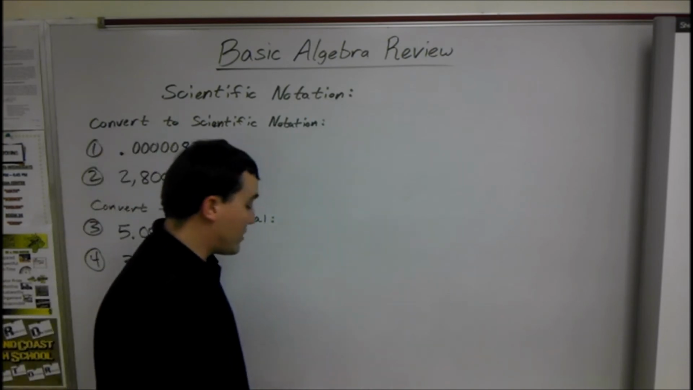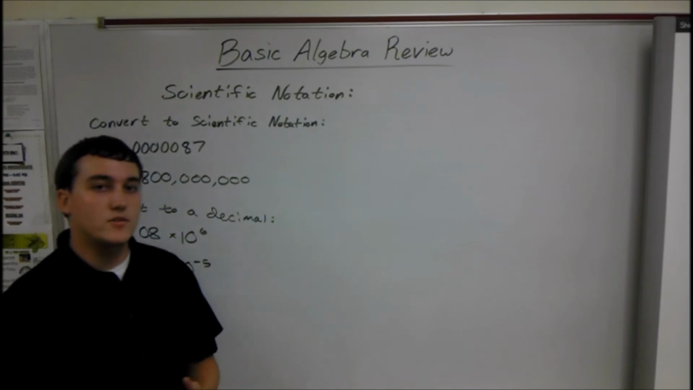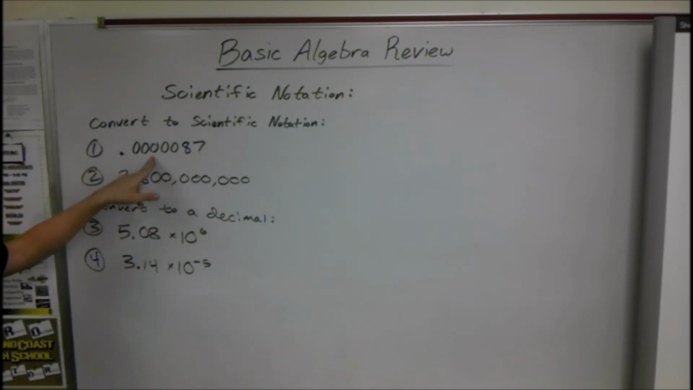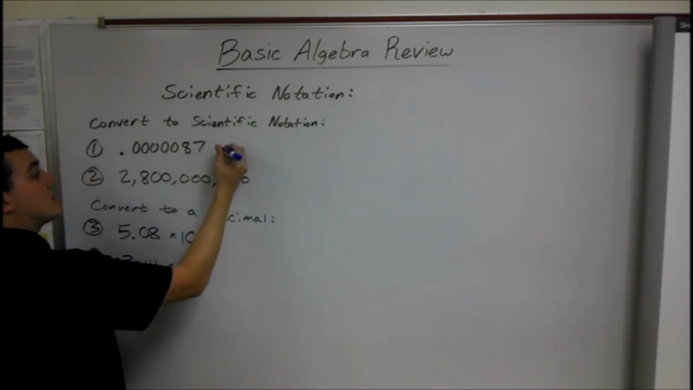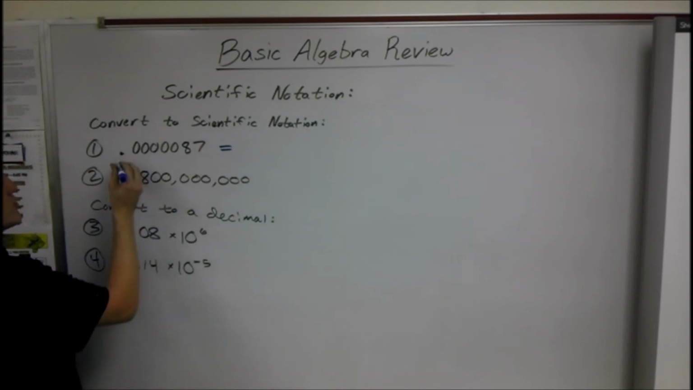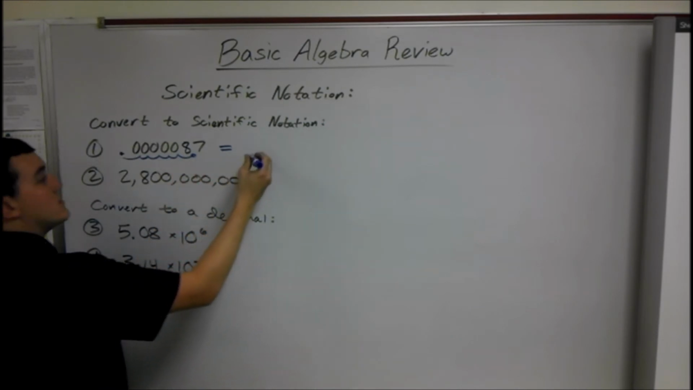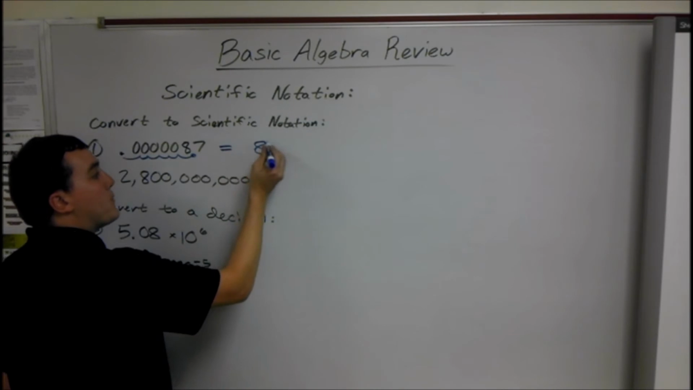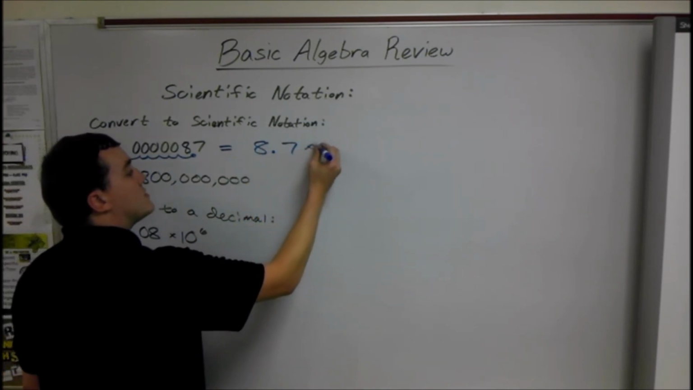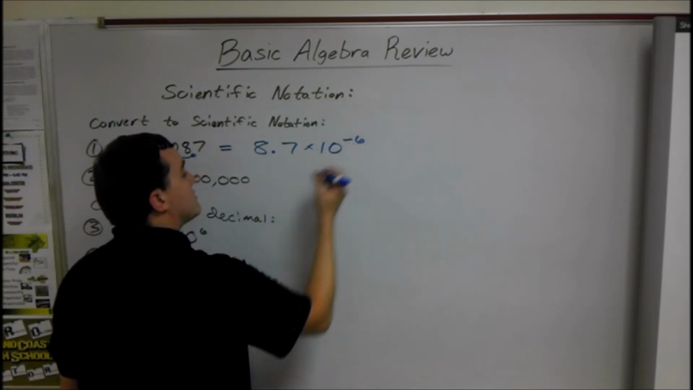Alright, next I'll be talking about scientific notation. The only thing you need to know with scientific notation, if it's a small number, like this, you're going to have a negative exponent with your 10. Alright? So here, it's going to be a negative exponent, and we're moving the decimal 1, 2, 3, 4, 5, 6 places. So, and it always goes between the first two regular numbers. So we have 8.7 times 10, and we moved it 6 places, so to the negative 6.